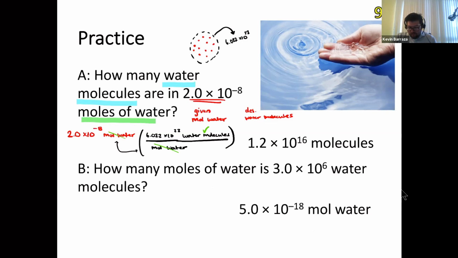So again, we look for the question and what it's asking for. So it's how many moles, versus, now this is the number I'm given with water molecules. So that's how I'm going to set it up. I'm going to start with the number I want to convert, times 10 to the 6 water molecules.